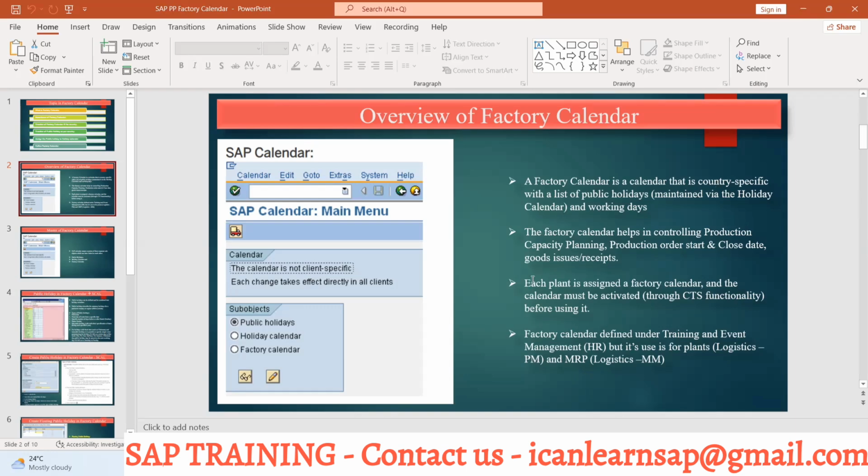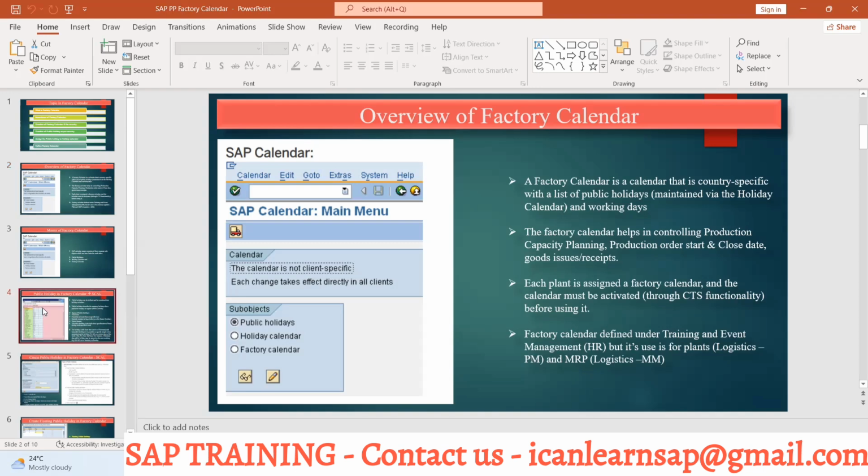We are saying over here that plant wise you can have a separate factory calendar. It is not country specific. It might be country specific, it might be region specific, or because of the region, it might go with the plant specific also. Okay, clear? The concept and overview are clear to everyone.